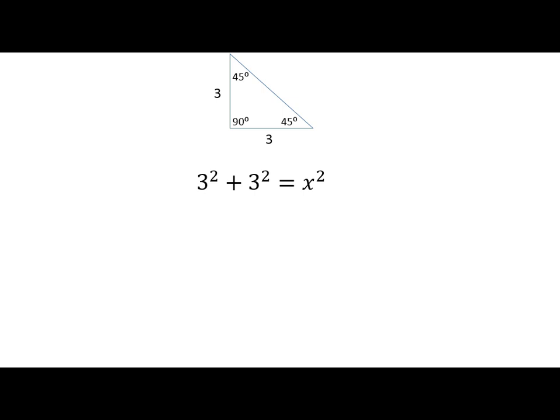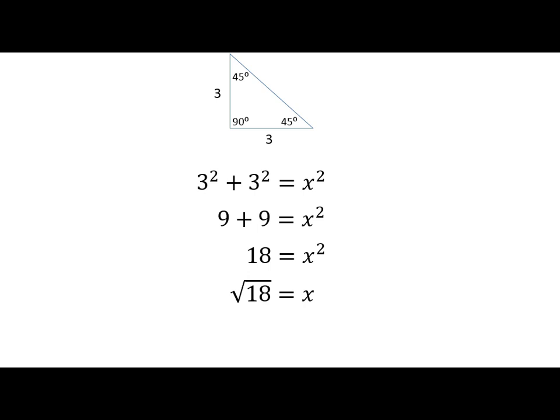Let's copy that down. If you happen to forget the formula, rely on the Pythagorean theorem. I'm going to give you guys a formula, a way of doing it, but if you forget it, do it using the Pythagorean theorem. We know what 3 squared and 3 squared are, so 9 plus 9 is x squared. And 9 plus 9 is 18. So 18 is x squared, which means that radical 18 is x.